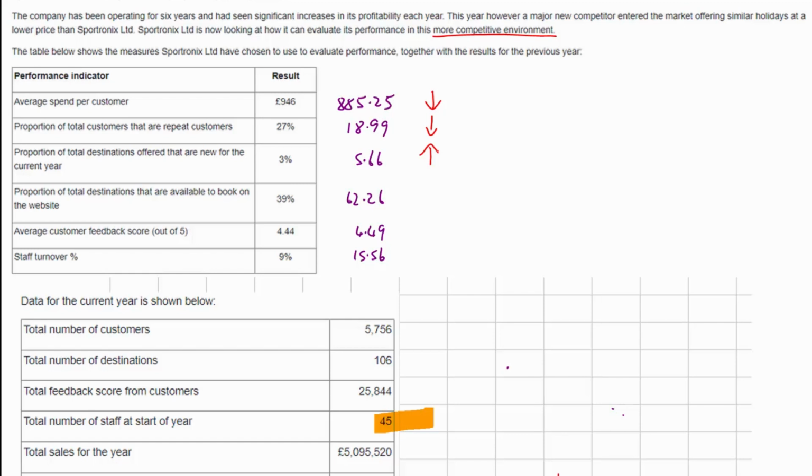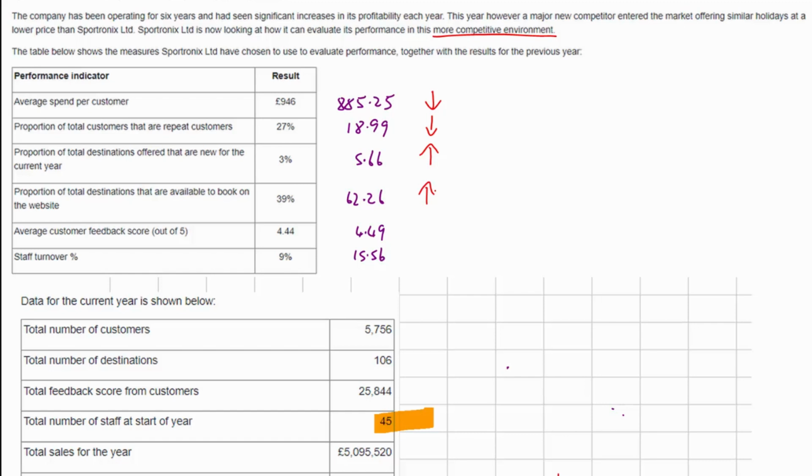Next, what is the proportion of our destinations available to book on the website? So this has gone up, and this is an improvement as well, because it's going to be easier for people to book on the website than it is to book manually. So it's making it easier for us to get customers, it's easier for them as well, and potentially it may be able to save us on some of our costs. So that's a good thing.